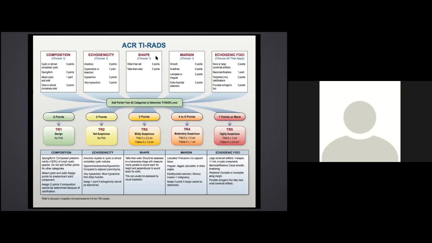So if you have some of those nodules, these are benign. You do not need to do an FNA. If it is a thyroid 2, that is 2 points. These are typically also not suspicious, so you don't need to do an FNA on them. You can follow them. Then if it is 3 points, it comes to a mildly suspicious thyroid 3.